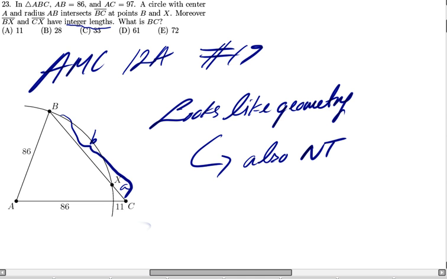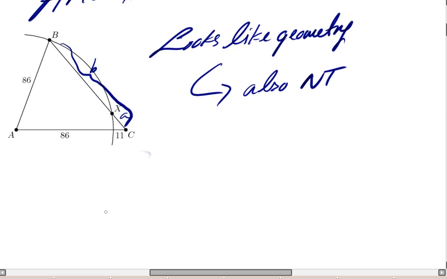Now, by a fairly well-known theorem, the power of a point theorem, for an external point, a point outside a circle, we have the distance to the circle times the distance to the second intersection of the circle, if it's a secant line, is equal for any lines drawn through the circle. And in this case, we have two lines, which essentially gives us the following equation.